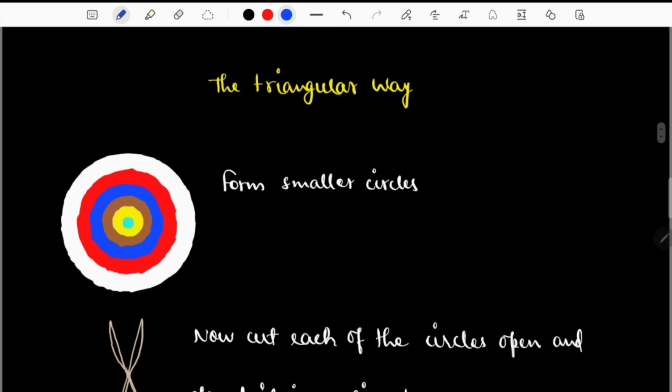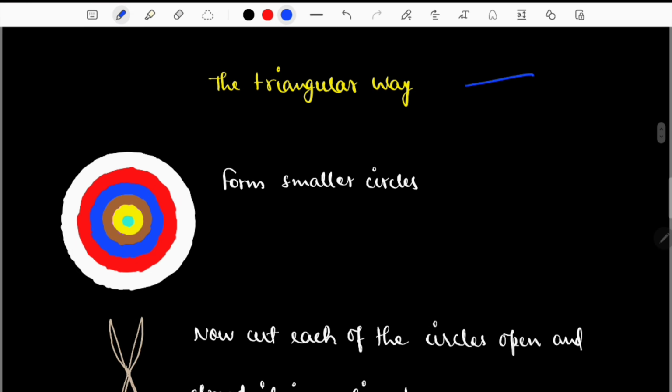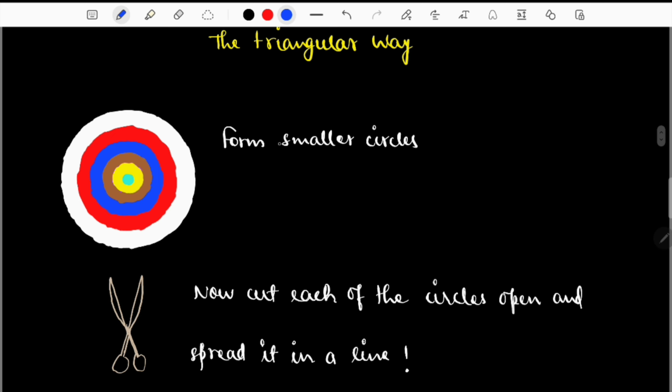The other way of finding the area of the circle was the triangular way, right? And mind you, this was actually deployed by mathematicians and artists. What they would do is form smaller circles within the whole circle. So this outermost circle is the actual circle.